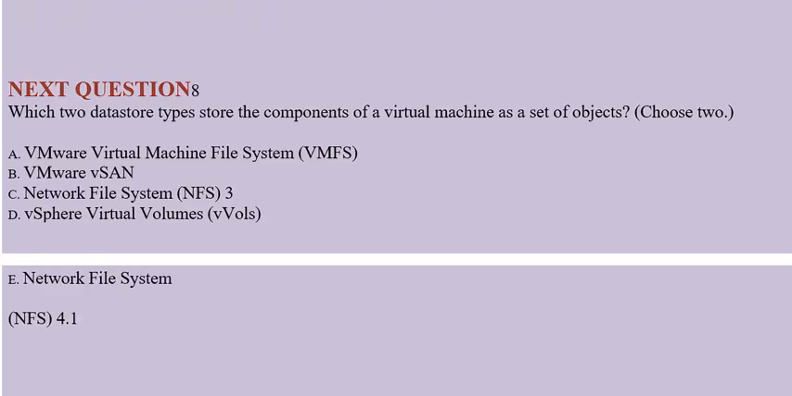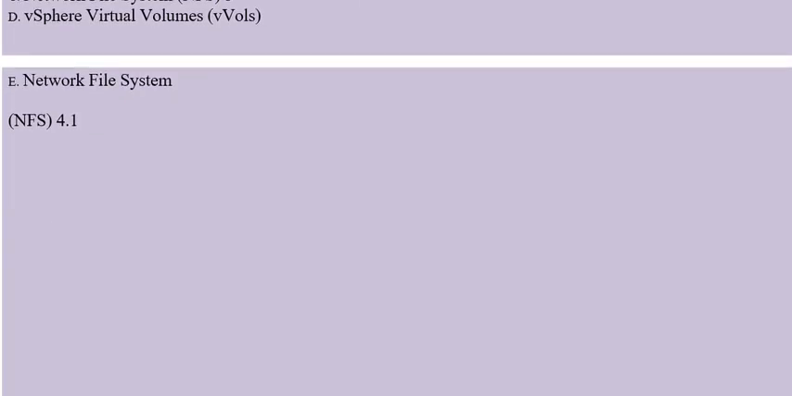Question is which two data store types store the components of a virtual machine as a set of objects? Option A. VMware Virtual Machine File System, VMFS. Option B. VMware vSAN. Option C. Network File System, NFS 3. Option D. vSphere Virtual Volumes, vVols. Option E. Network File System, NFS 4.1. Correct answer is option B and option D.